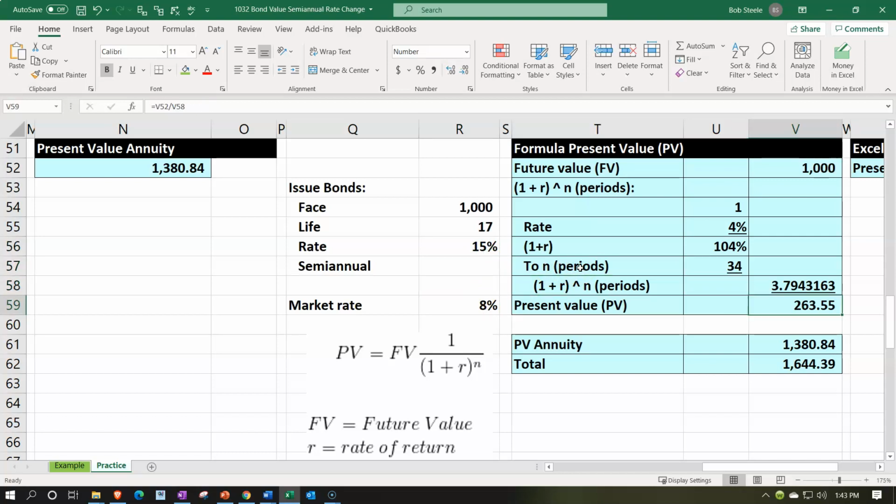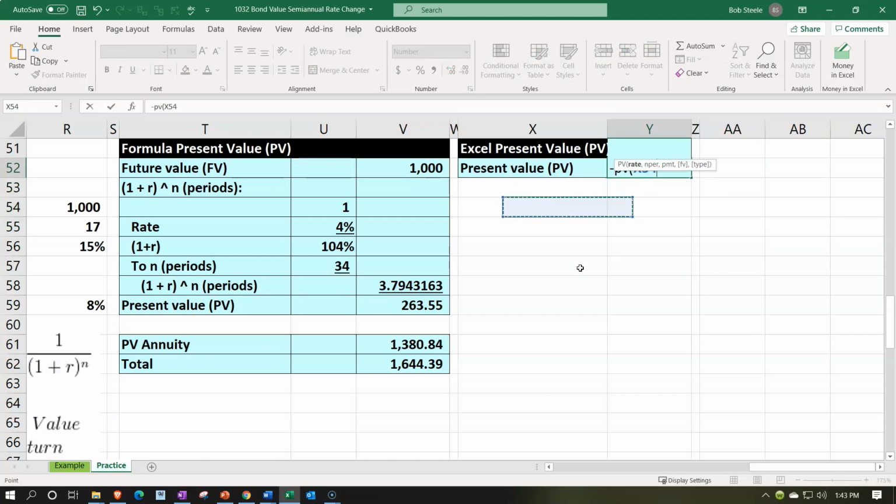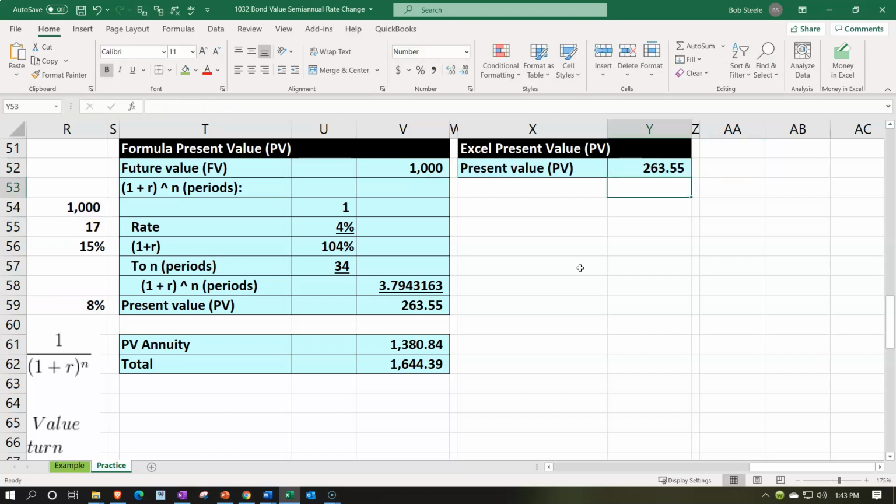Let's do this calculation again one more time, this time the easy way, the Excel way. This is going to be negative present value, rate. Let's calculate the 8% over here, divided by 2 because semi-annual, comma, number of periods, which is going to be 17 years but times 2 because semi-annual, comma, comma, because not an annuity but present value of 1. And then the future value is going to be the 1,000 because no explanation necessary, I think. So that's going to be the 263.55 once again.